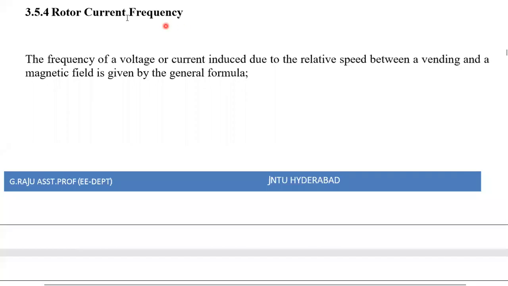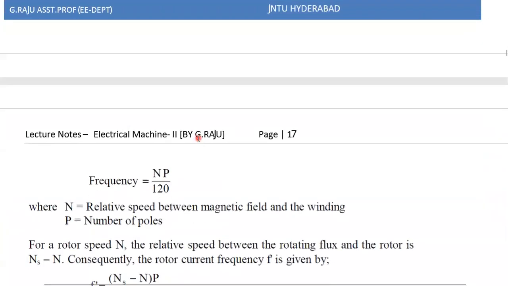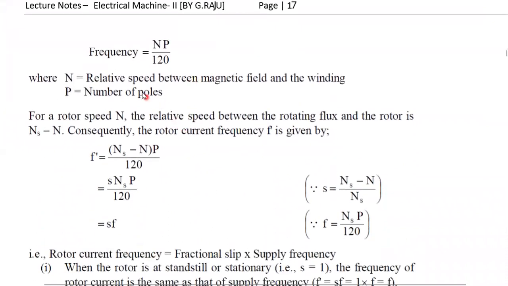Rotor current frequency. The frequency of a voltage or current induced due to relative speed between winding and a magnetic field is given by the general formula. So frequency f is equal to N into P divided by 120. Synchronous speed Ns is equal to 120 f by P. From that formula, frequency is equal to N into P divided by 120.